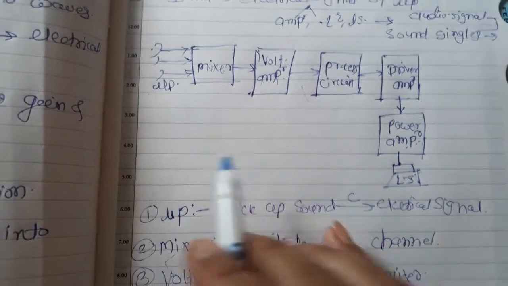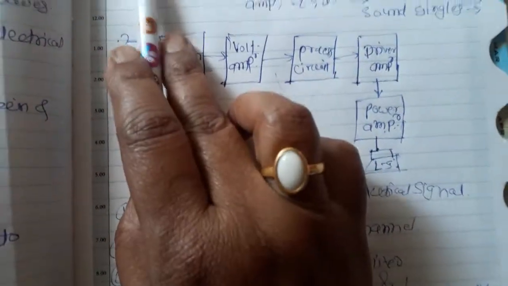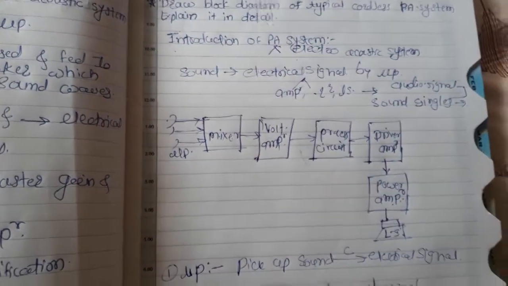So this is the block diagram of PA system, and you can explain it in detail in this way.